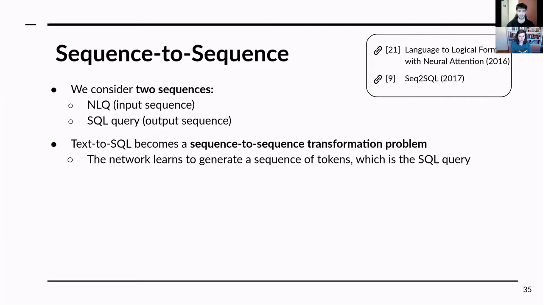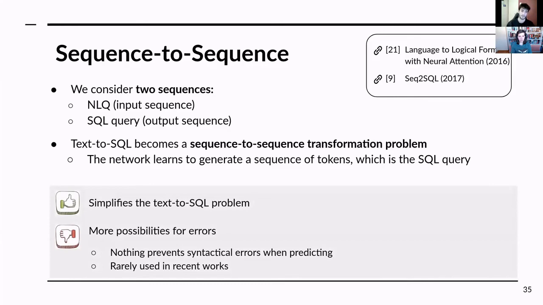simplifying the problem because the network essentially needs to learn how to generate a sequence of tokens that is the SQL query. So this approach simplifies the problem, but it leaves a lot of possibilities for errors because nothing prevents the system from producing syntactical errors when predicting outputs. And this is the reason why it is not used so often in recent works.